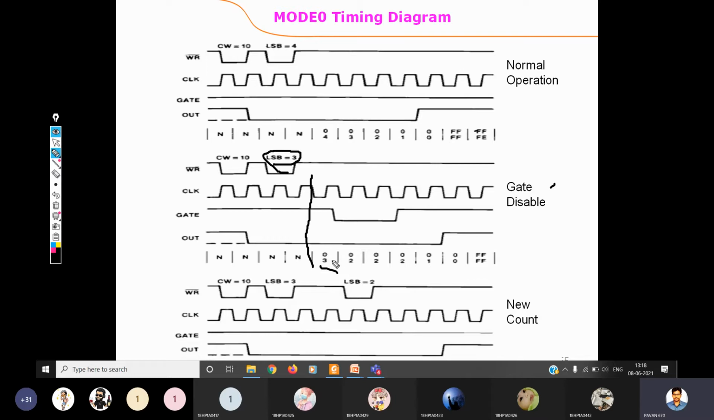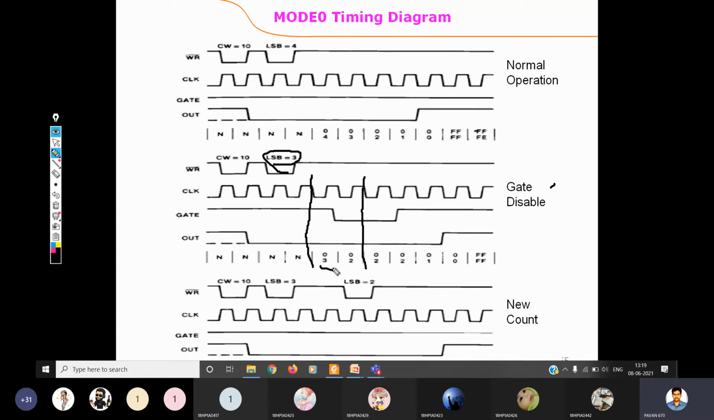But what happens is, after 3, the gate got disabled. After one count, the gate signal got disabled. So it will be affected in the next negative cycle. What you need to observe here is that for every action to take effect, one clock cycle of time it will take, that too with reference to the negative edge in the majority of the cases.